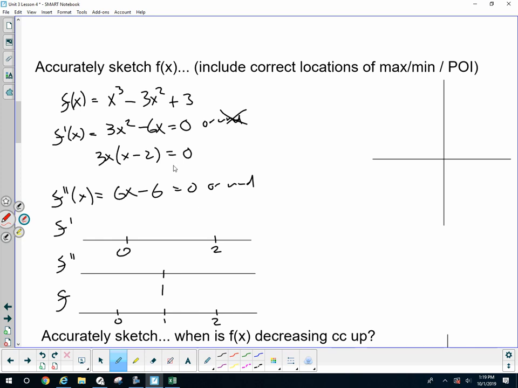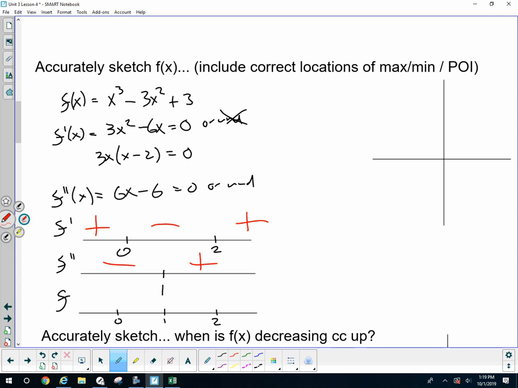So for f prime, I plug in 3, positive times a positive. Plug in 1, positive times a negative. I plug in -1, negative times a negative. For f double prime, I didn't factor out the 6 because it's not necessary to do so. Plug in 2, 12 minus 6. Plug in 0, 0 minus 6.